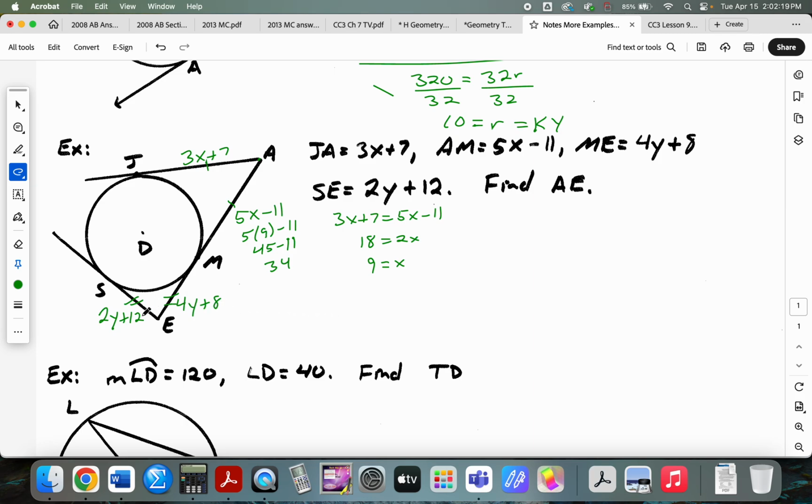Then I'll do the same thing here. These two are congruent to one another, so the lengths are equal. So it'd be 2y plus 12 is equal to 4y plus 8. Subtract the 8, subtract the 2y, divide, and we get y as 2. So this would be 4 times 2 plus 8. 8 and 8 is 16. So then AE will be 34 plus 16 is 50.